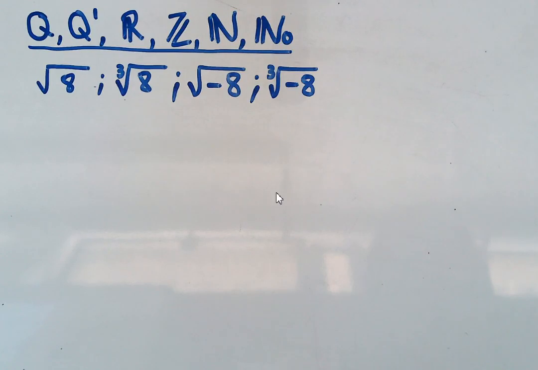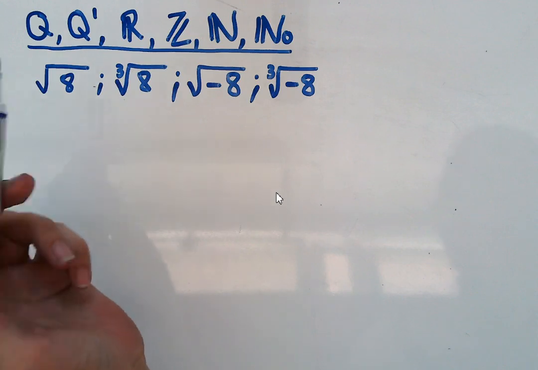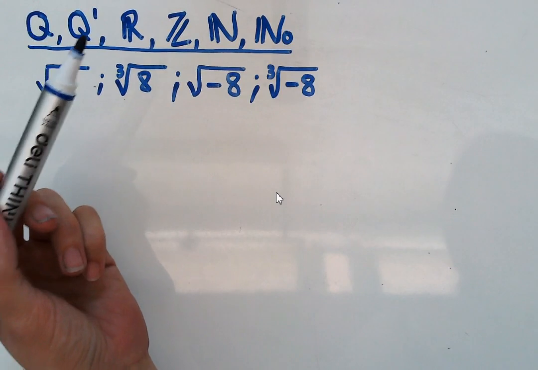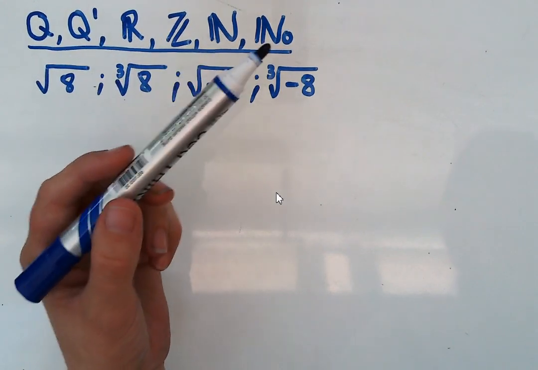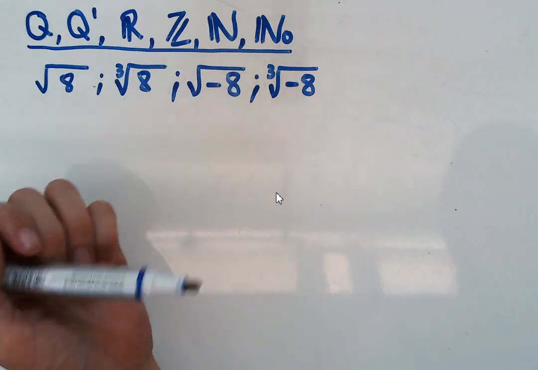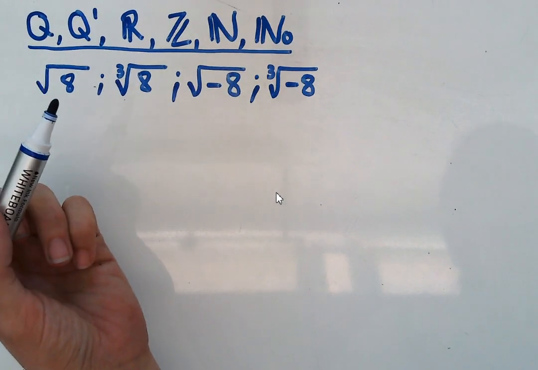Okay, hello grade 10s. I just want to make sure that we've covered everything and we've done revision on anything. So please make sure you know what rational, irrational, real, integer, natural, and whole numbers are. Make sure that you know these types of number systems.